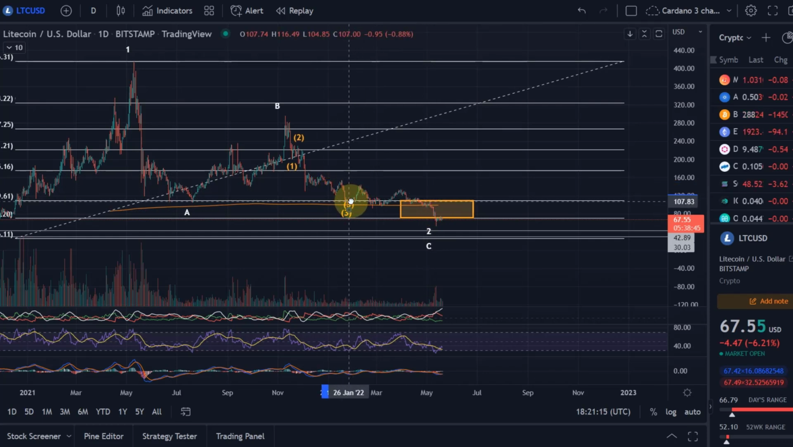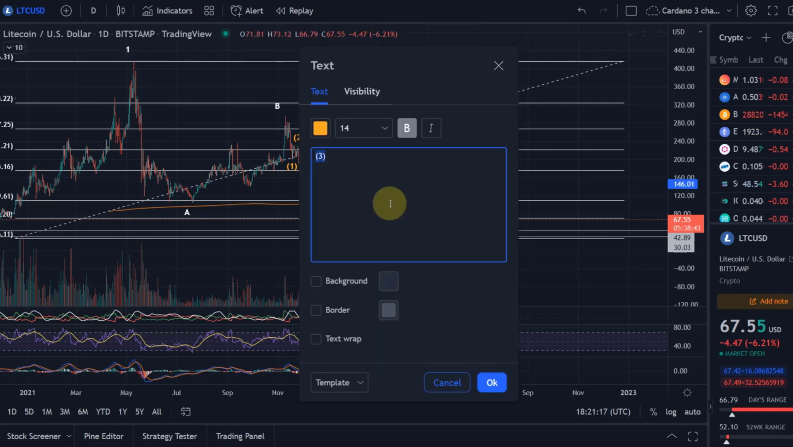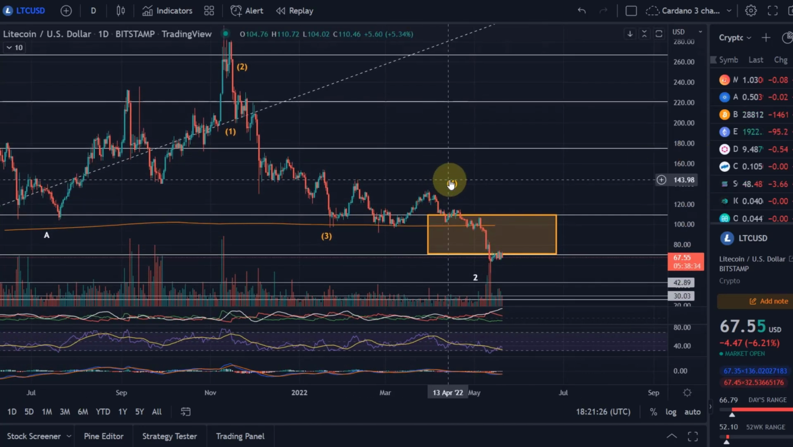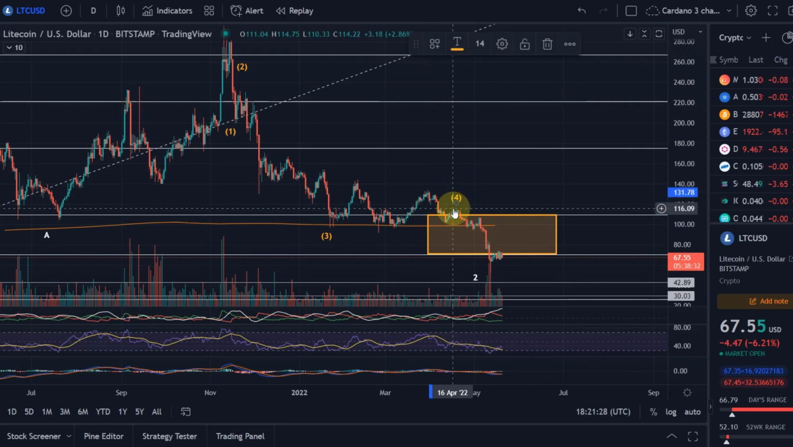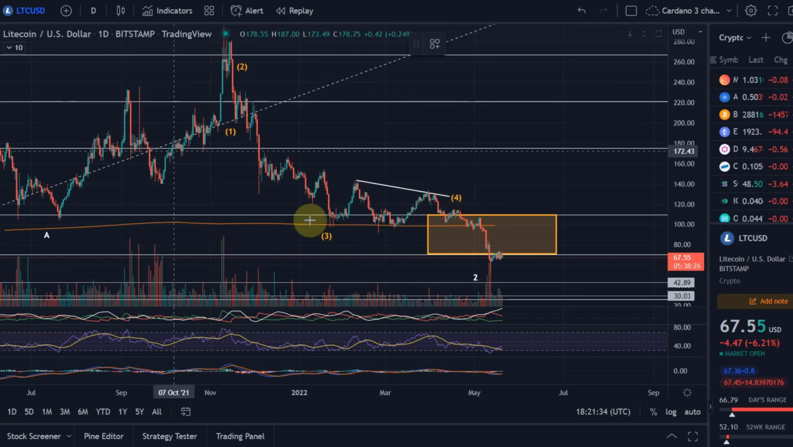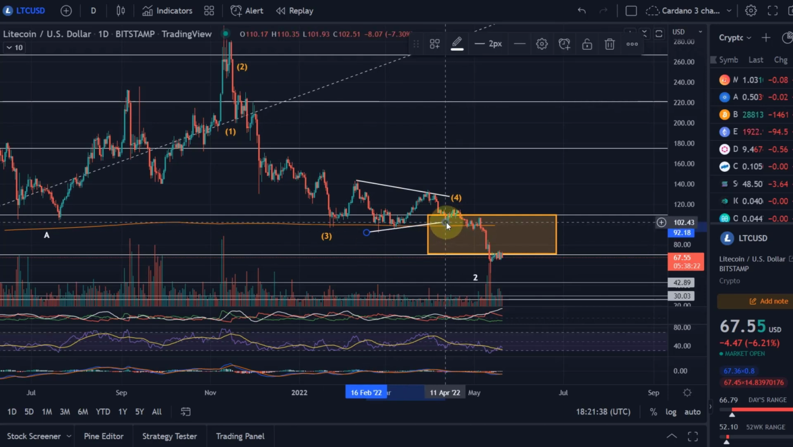And then we came up here in a wave 4, which might have been finished here. If you question why the wave 4 is not here at a lower high, I would put it here. The reason for that is that we had here an Elliott wave triangle. So the wave 4 basically consisted of a triangle, and you then put that wave 4 at the end of the triangle, just before the breakout to the downside.